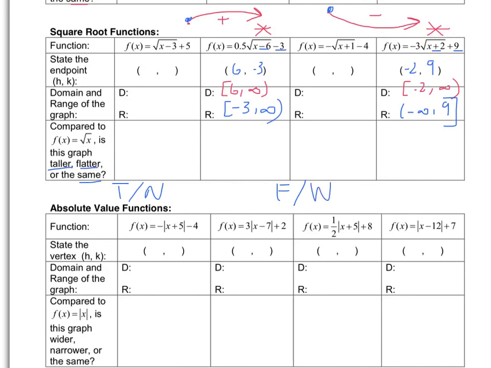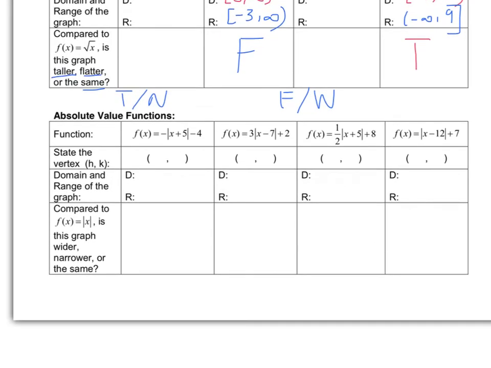Now, to decide whether it's taller or flatter, you look at the number that you're multiplying with. Since you're multiplying by a number that's less than 1, it's going to go flatter and wider. So this is going to be an F. Now, since here you're multiplying by a number greater than 1, remember you don't look at the negative. The negative means it's reflected. So you look at the 3 since it's greater than 1, so it's going to go taller or narrower or vertically stretched. So it's going to be taller.